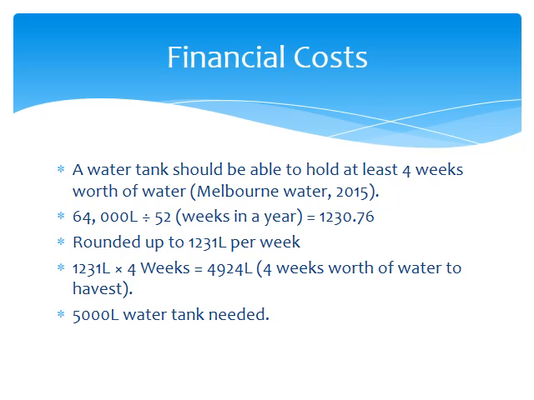Let's now look at the financial costs. A water tank should be able to hold at least 4 weeks worth of water. So with 64,000 litres, we'll divide that by 52 weeks in the year to give us around about 1,231 litres per week that we need to be harvesting. If you times that by 4, you get the 4 weekly harvest of water, which I would say we would need around about a 5,000 litre water tank.